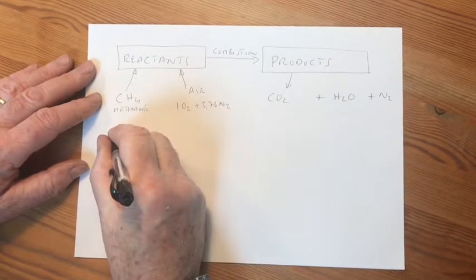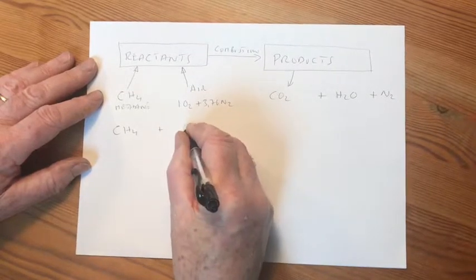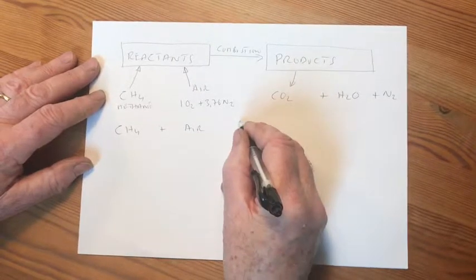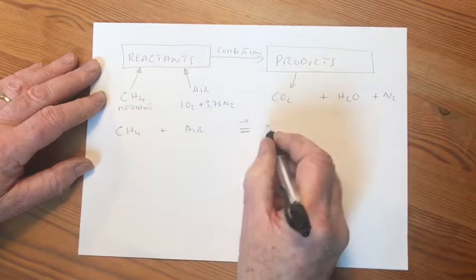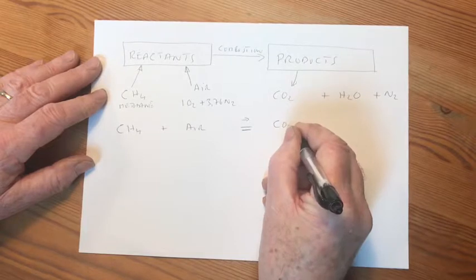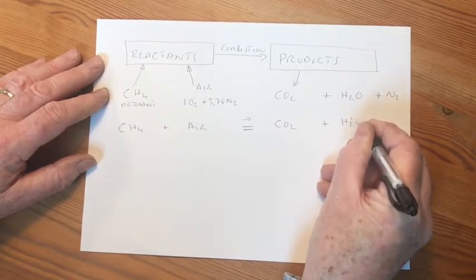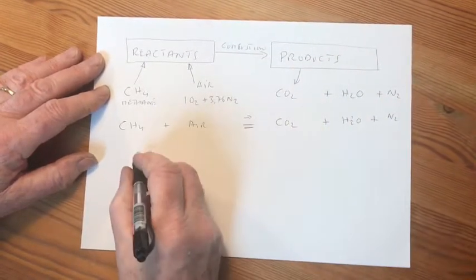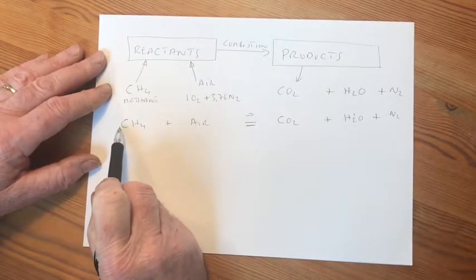So what we do is we write CH4 plus air, that is equal to, sometimes we write an arrow that shows that the process goes in this direction, but it's the equals which is very important. We have CO2 plus H2O plus N2. Now, what we're going to have to do is we're going to have to put some coefficients here.